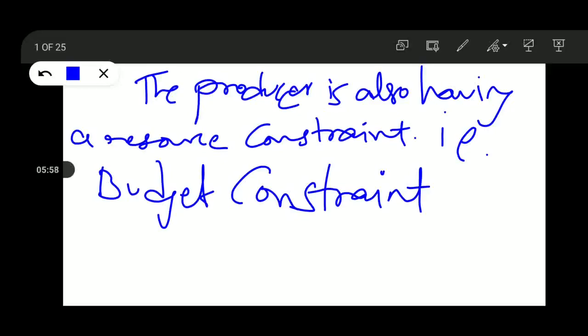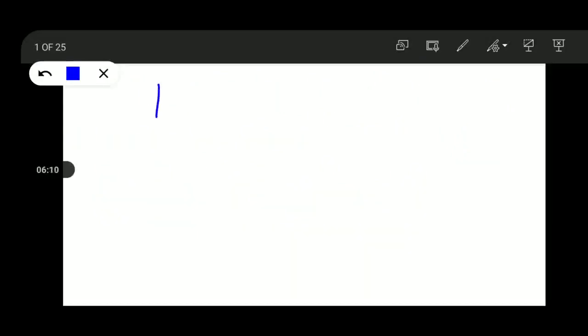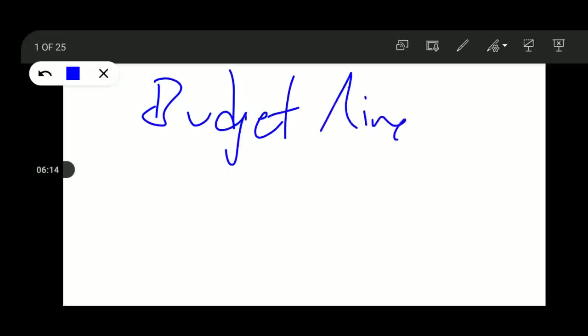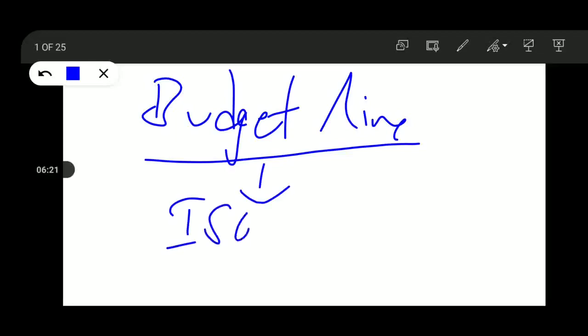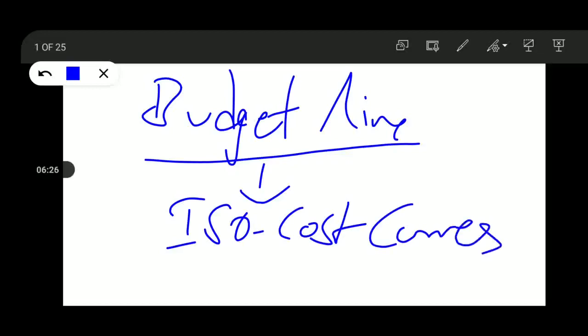So the producer must have sufficient capacity. This budget constraint is picturized by a budget line. These budget lines are known as isocost curves.